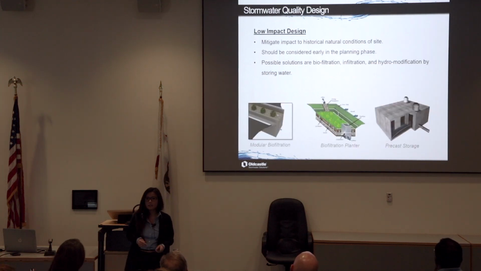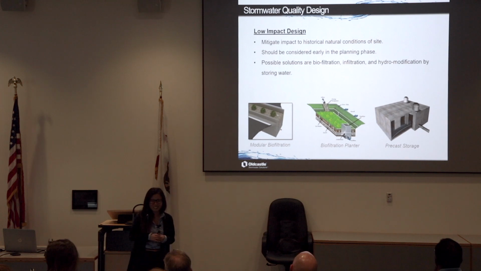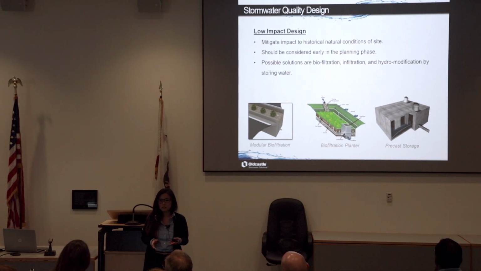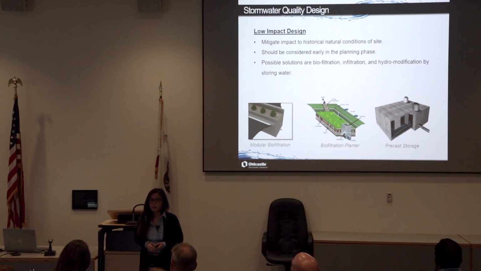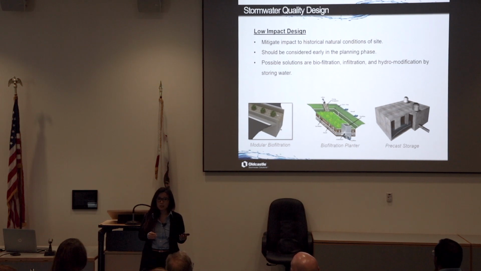So how many of you have seen projects that have been impacted, or how many of you have been impacted by low impact design? Should be every one of you if you're working in stormwater, right? So what low impact design or development is, the concept is that we want to mitigate impact of the historical and natural conditions of the site. What does that mean? That means placing bioswales or open space in natural low points, and it also means not changing the natural flow of the water too much.